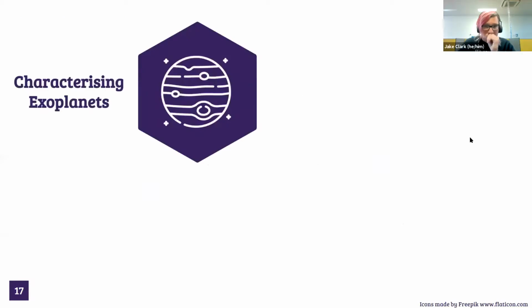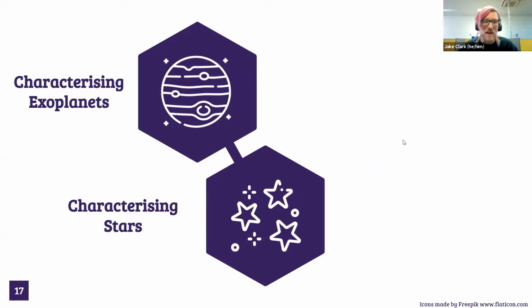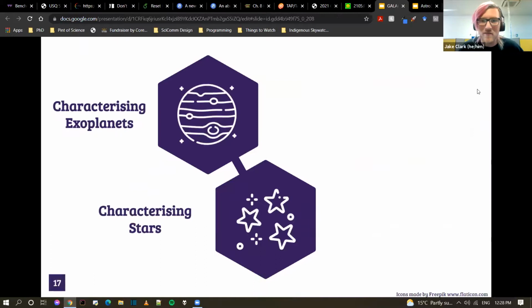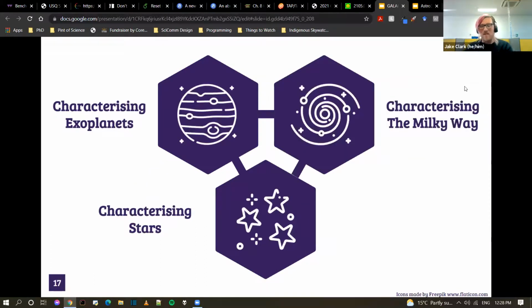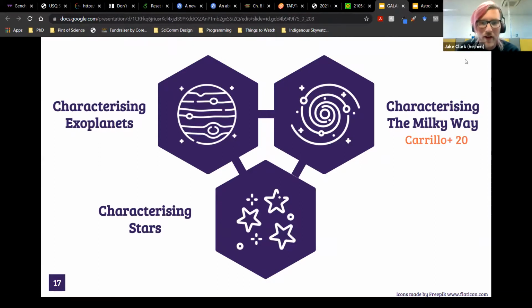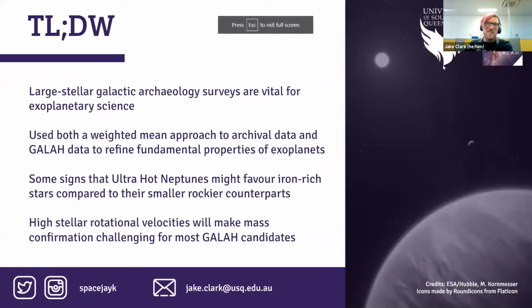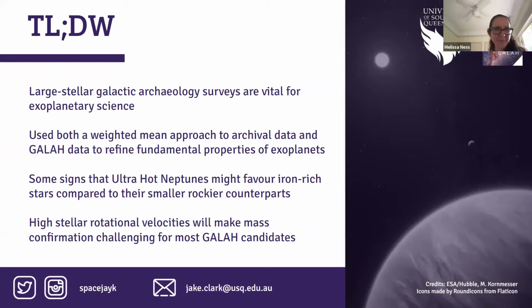What I just wanted to finish off with today is that to better characterize exoplanets, we need to better characterize the stars. And to better characterize the stars, as you can see within this conference here, we need to also better characterize the Milky Way. There aren't a lot of papers that do this really well, but if you really want to get your teeth stuck into this, I would really recommend Carrillo et al. 2020, because that is an awesome paper that combines all three. So this is my too long didn't watch, summarizing my talk, and I'm more than happy to answer any questions that you all have. Thank you so much.